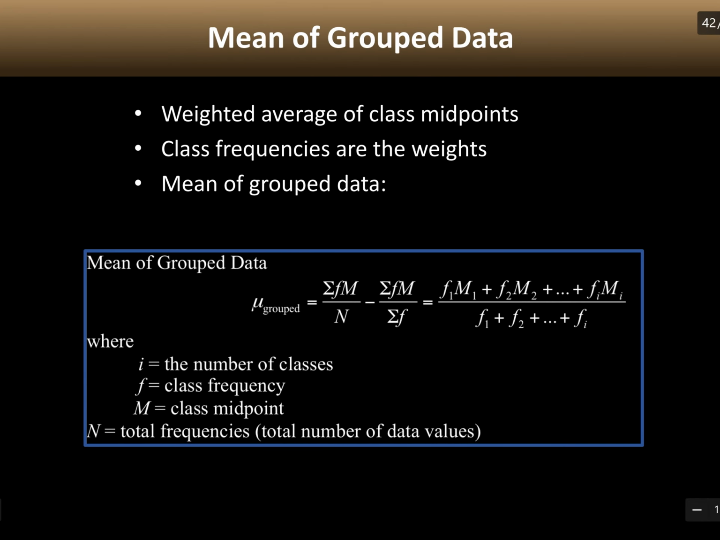Starting with the mean of grouped data, the mean is a weighted average of class midpoints, where the class frequencies are the weights. And here is the formula for the grouped data.